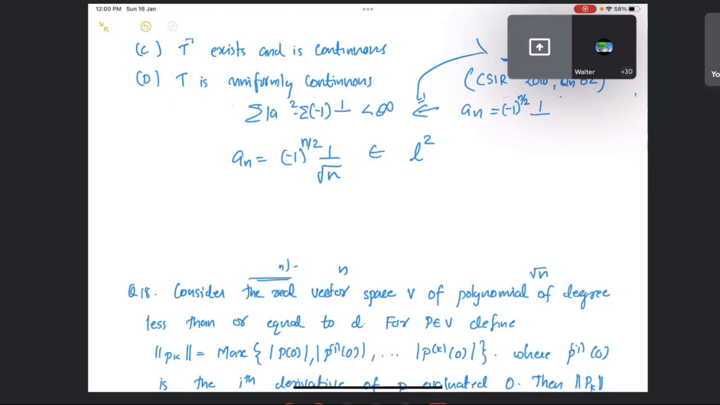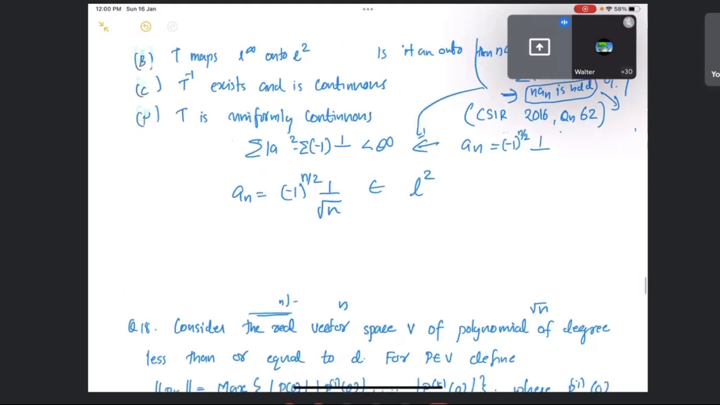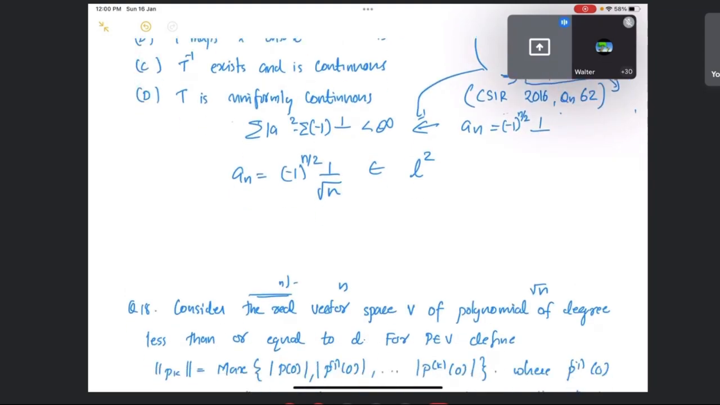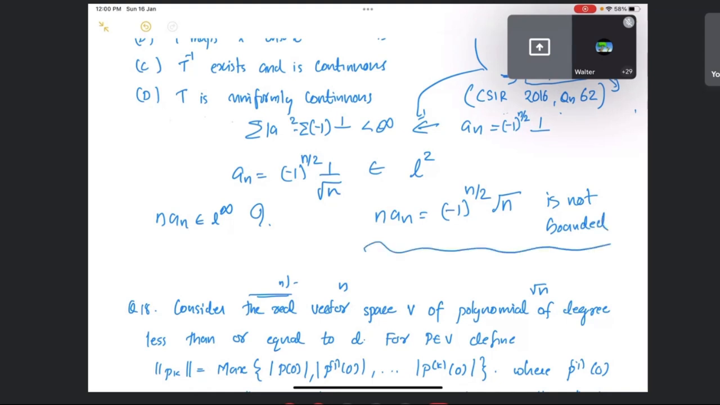So the question is whether T is onto. So for T to be onto, we need n a_n to belong to L infinity. So does n a_n belong to L infinity? n a_n will be minus 1 power n by 2, n by root n. So you cut a root n here, put a root n here. This is not bounded, right? It's not bounded. Am I correct? Yes.